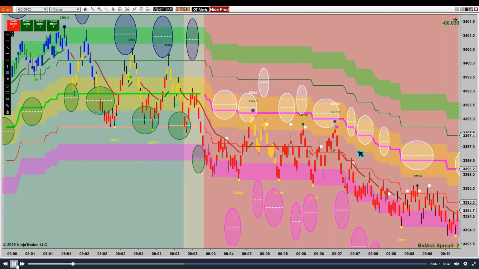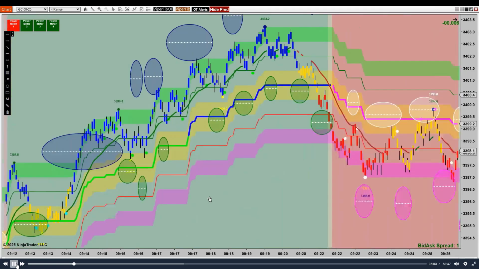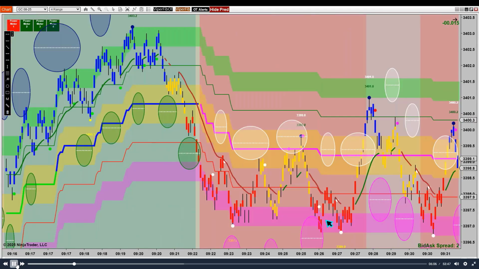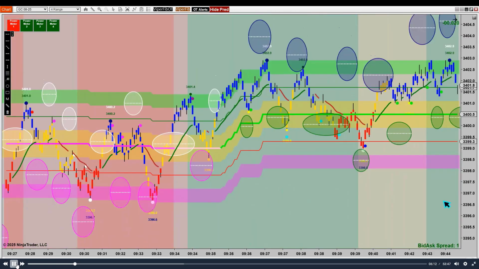So here's a beautiful mid-band first time after trend change. Beautiful phantom first time after trend change. And see, this is right where we're at right now. There's your first phantom after trend change.